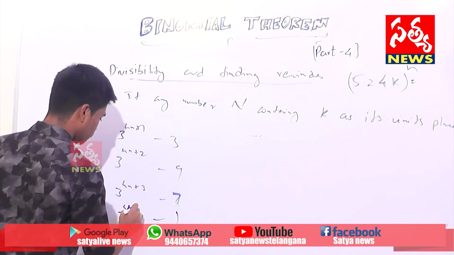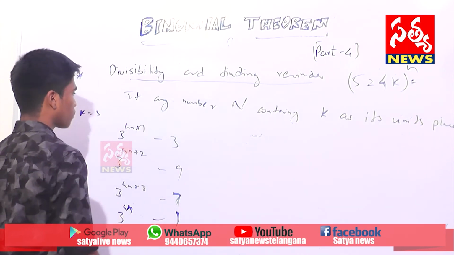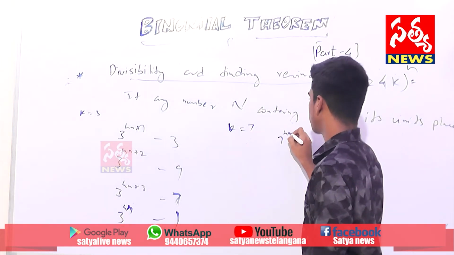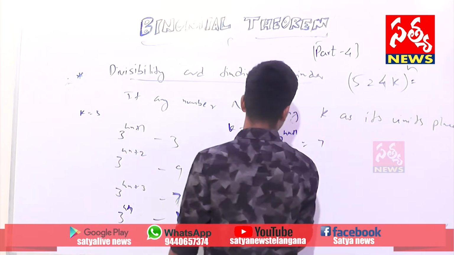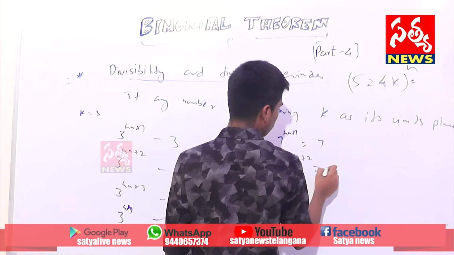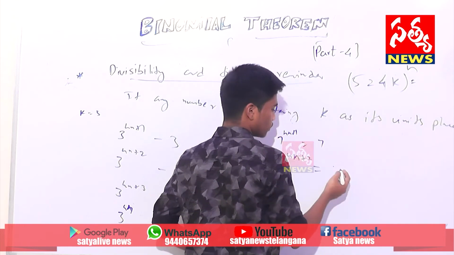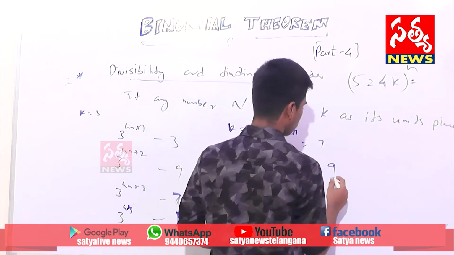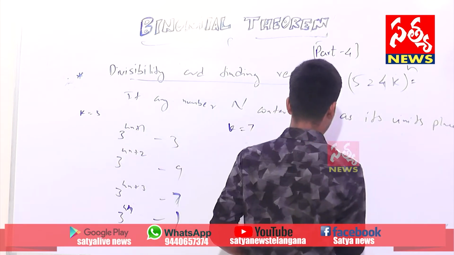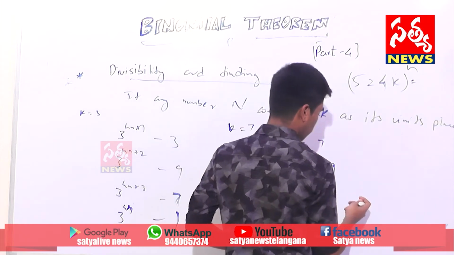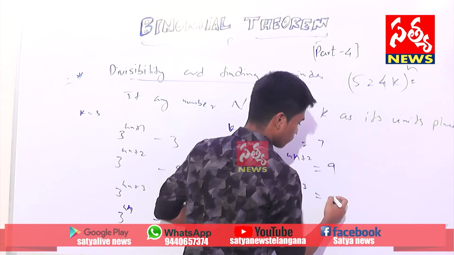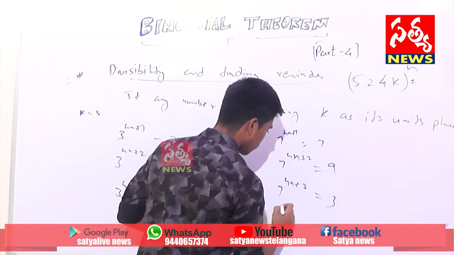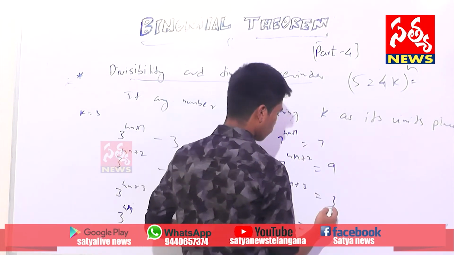4n is equal to 1. And next for 7. For k equals 7 power 4n plus 1, 7 power 4n plus 2 is equal to 7 times 7, which is 49. So 7 power 4n plus 3 is equal to 49 times 7, which is 343. So the units place is 3 for 7 power 4n plus 3.